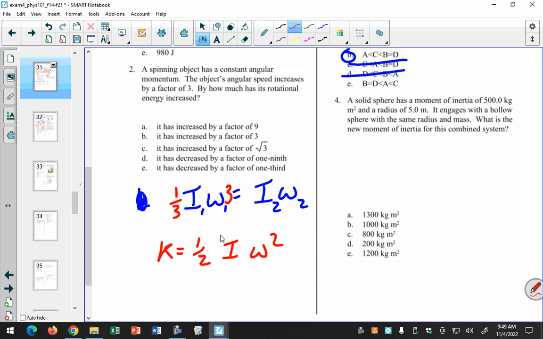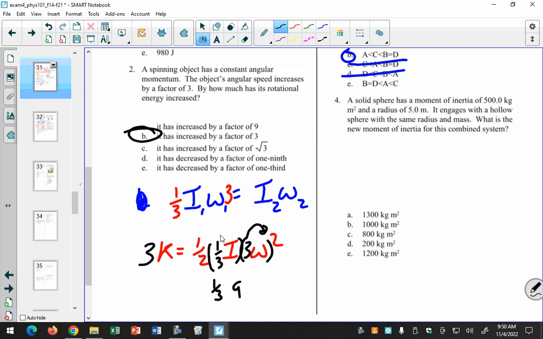And so I can just put those amounts that they're changing into this equation. There's a third right there. This is 3 times right here. So I have a third times 9, right, because the 3 is squared. Since I do that to the right-hand side of the equation, I also have to do that to the left-hand side of the equation. So the energy has increased by a factor of 3.